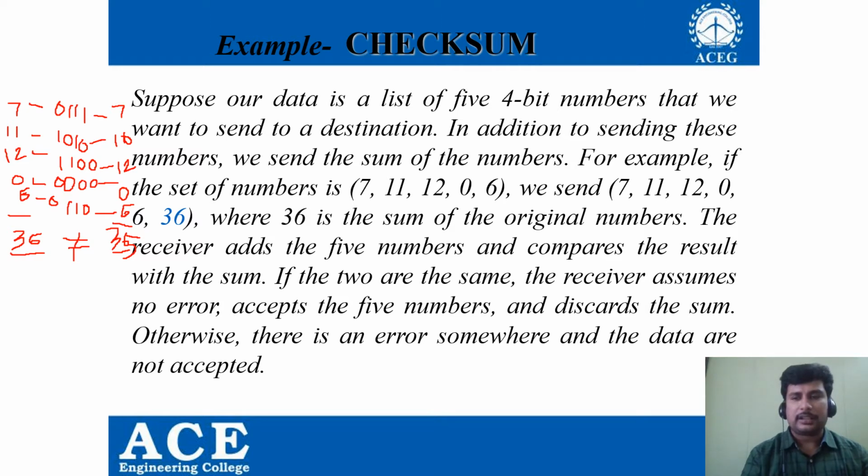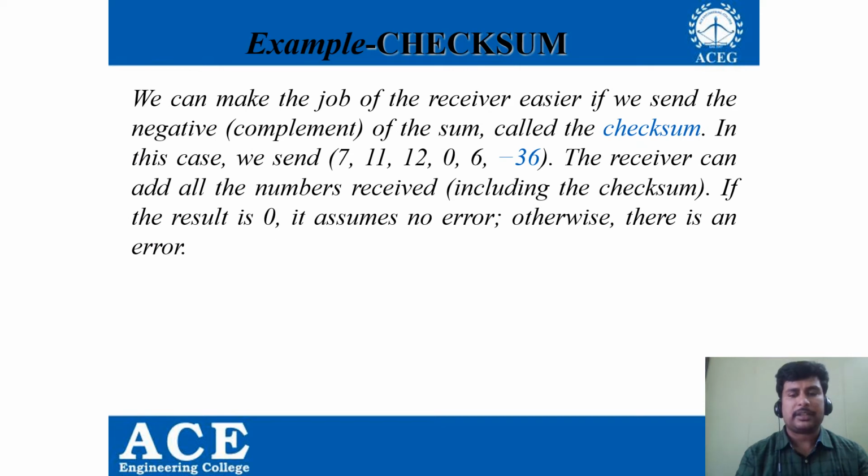Now there is an alternative to implement the checksum. The other method of implementing checksum, instead of just transmitting the sum of the numbers along with the 5 numbers, what we are trying to do is send the negative or complement of the sum. So in previous slide we could determine the sum of those 5 numbers as 36. So here instead of sending the sum 36, we are trying to send the negative of the sum, which is minus 36, and this minus 36 is called checksum.